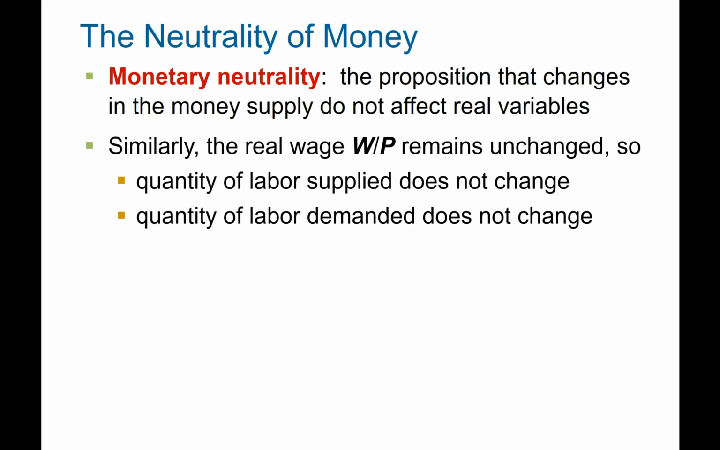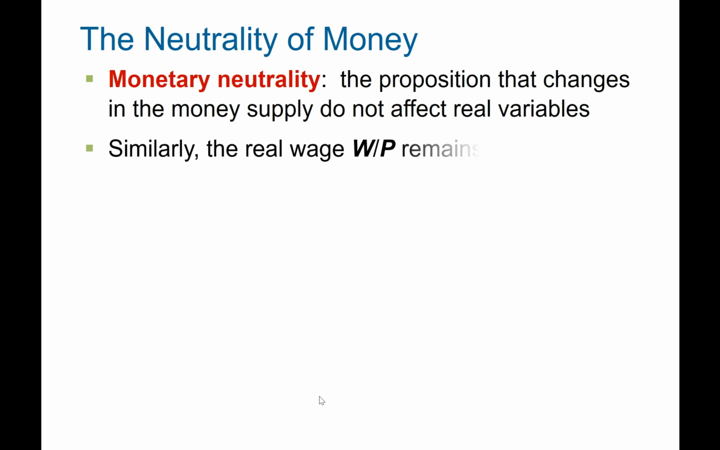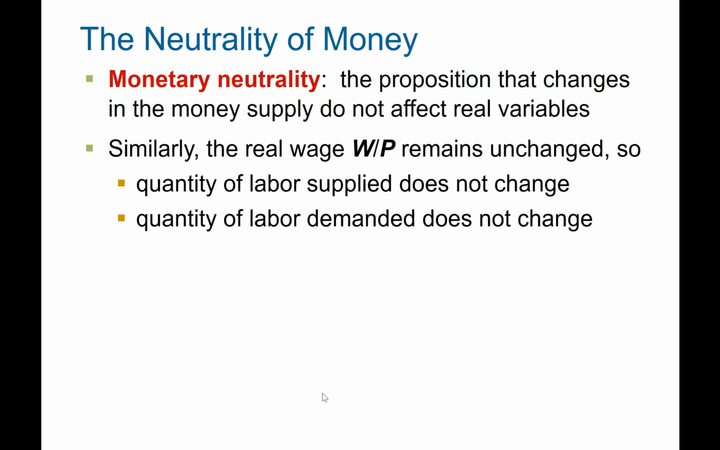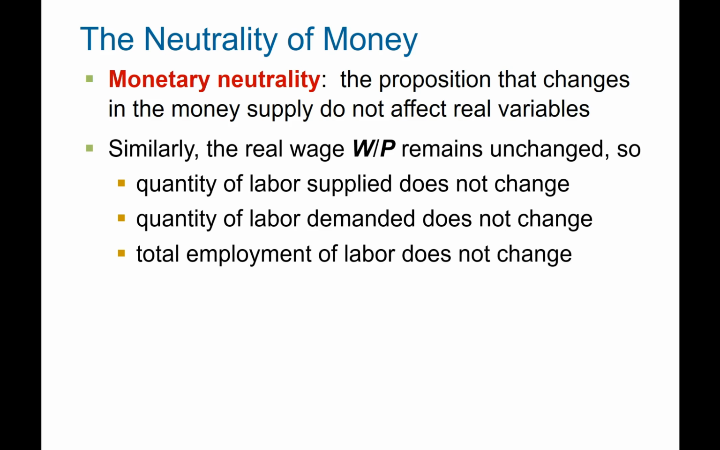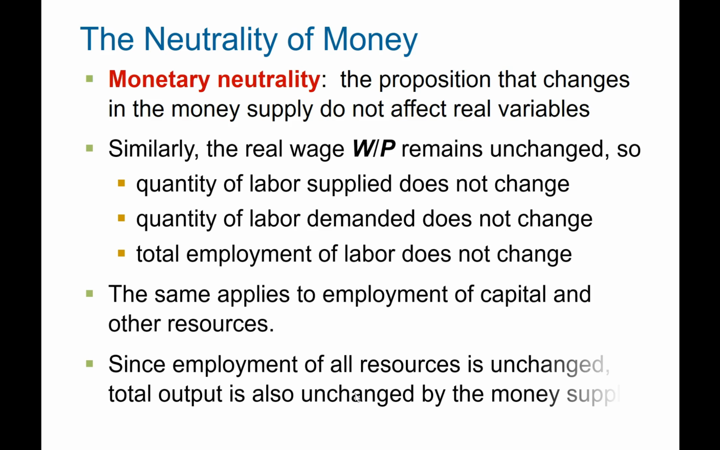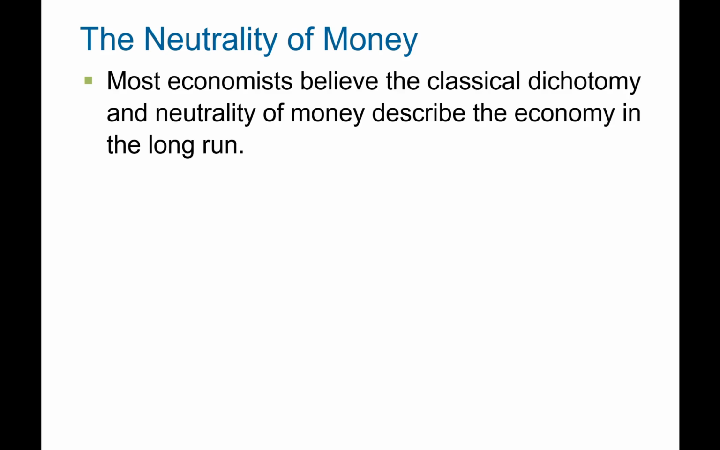The second way that we can look at how changes in the money supply affect the value of money and the price level is a formula called the velocity of money. So we can look at the real wage and understand that the quantity of labor supplied doesn't change when the money supply changes. The quantity of labor demanded doesn't change. Total employment of labor is unaffected. And we can say the same thing about the employment of capital and other resources.